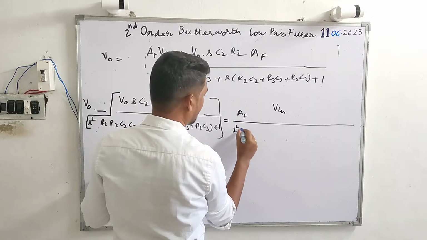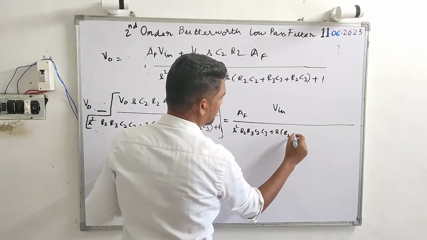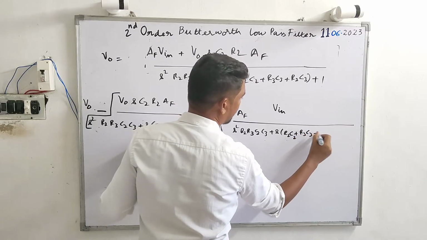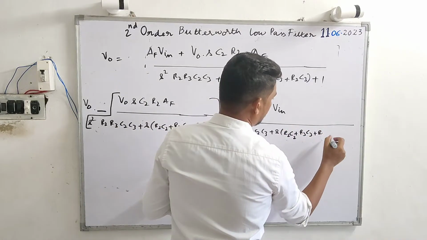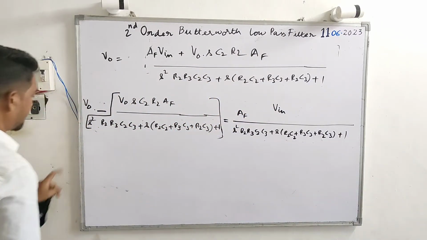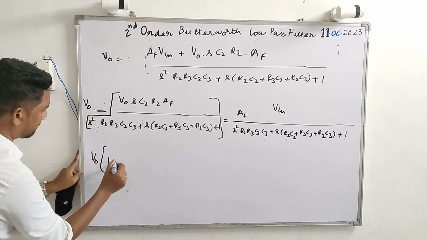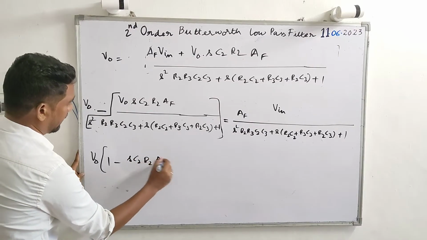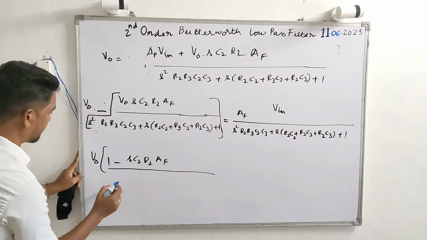S square R2 R3 C2 C3 plus S into R2 C2 plus R3 C3 plus R2 C3 plus 1. Yeah, now taking out V naught as common from both the terms. V naught, we will have 1 over here in this place minus S C2 R2 AF upon the entire term appears again. Alright, entire term.